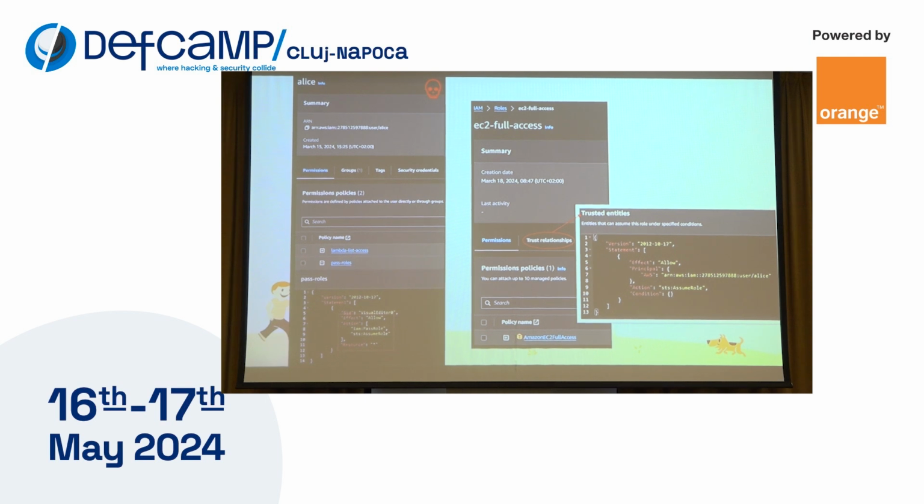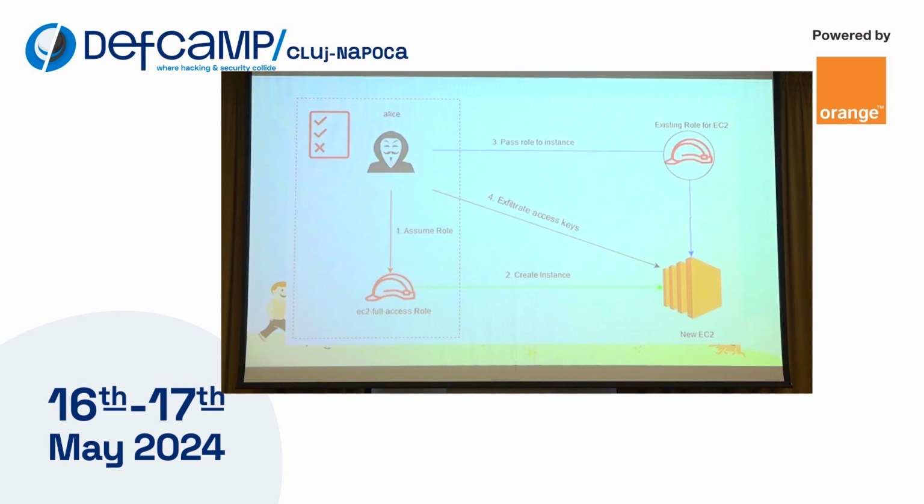So basically, we don't have only our permissions from here, we also have access to these permissions, which in this case are Amazon EC2 full access. And there is a common vector in AWS where you can start an EC2 instance, pass it a role with high permissions, then connect to the instance and steal the credentials. And it would work like this.